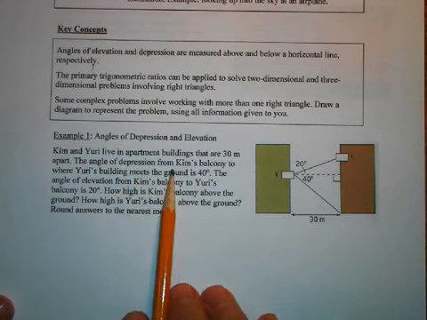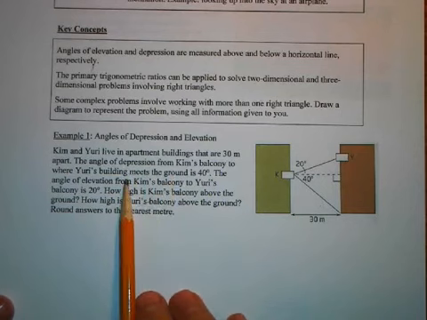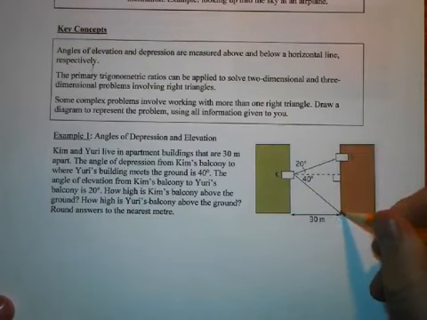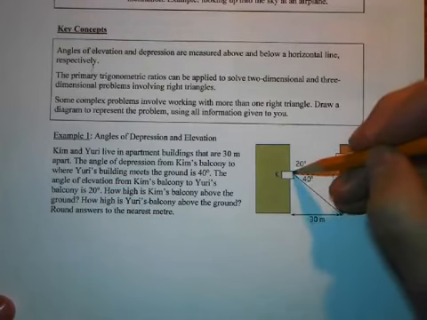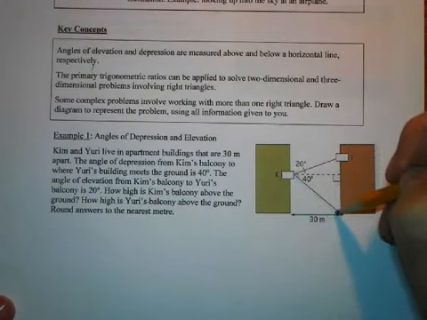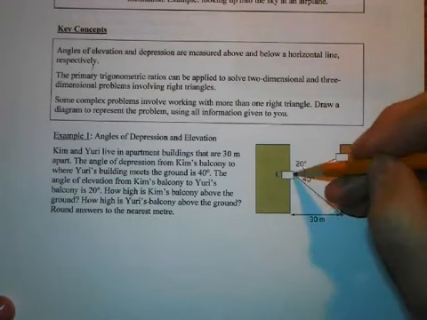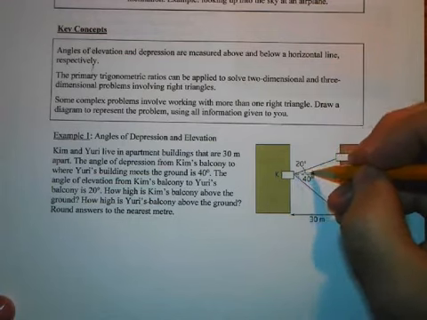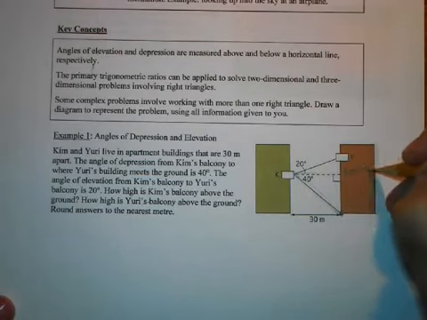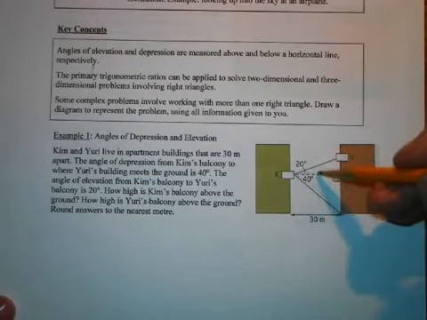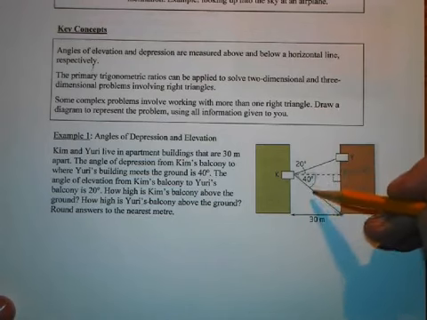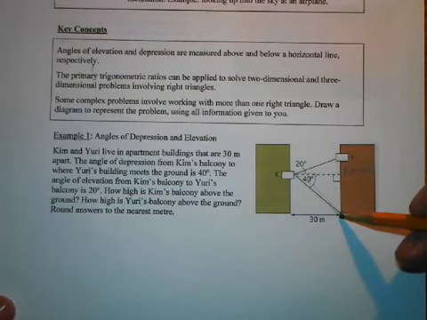The angle of depression from Kim's balcony to where Yuri's building meets the ground. So here's Yuri's building, here's where it meets the ground, right? If Kim is looking down at that corner, well, there's the line where she's looking. And how do you measure that? Well, that dotted line there is the horizon line, right? So that angle of depression is 40 degrees from that horizontal line to the line going down.